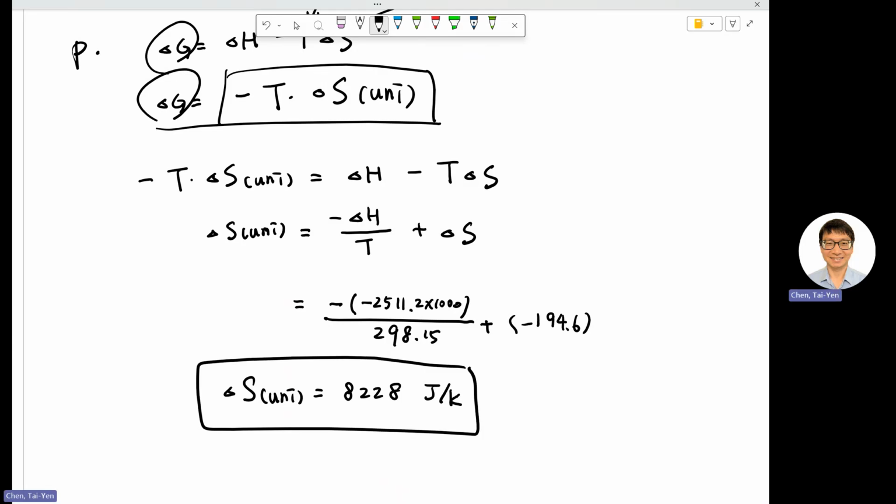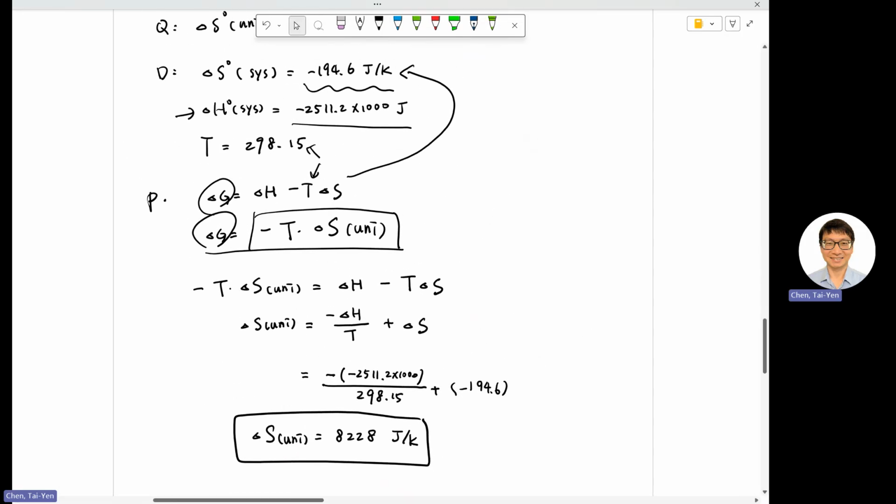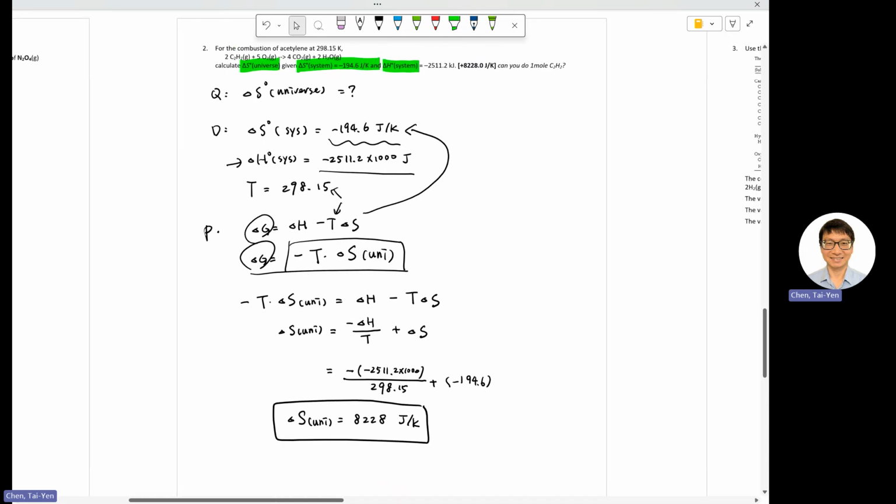So let's recap this quickly. Here it actually tests you on two things. First, do you know the definition of delta G and how it's related to your delta S universe? You must remember delta G equals negative T times your delta S universe. Second, you have to memorize that delta G equals delta H minus T delta S. By using these two equations, you will be able to solve your delta S universe without any problem. Okay, so that's how you handle this question number 2.